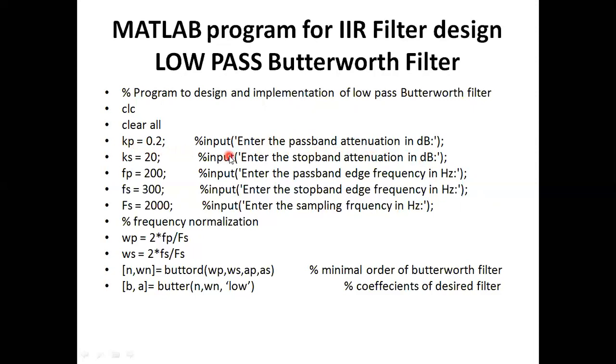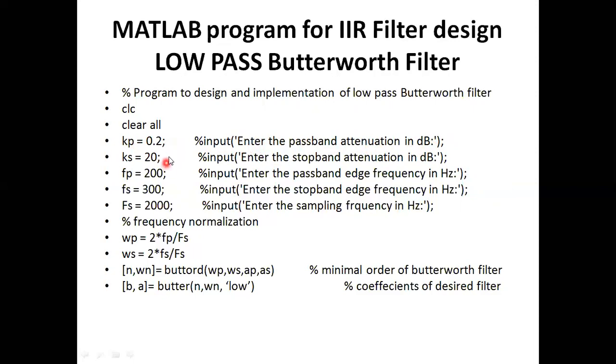If you want to ask from the user, you can write like this: input, enter the passband attenuation in dB. So when you run this line in the command window, it will ask you to enter the passband attenuation. There you enter this value 0.2. If you don't want to ask from the user, you can directly write like this: KP equal to 0.2.